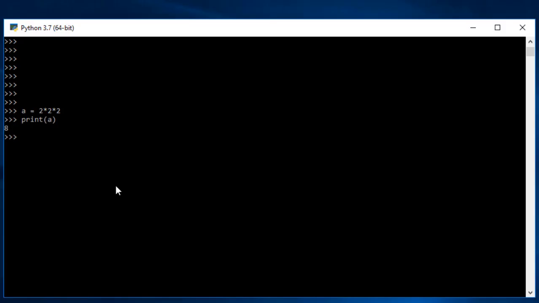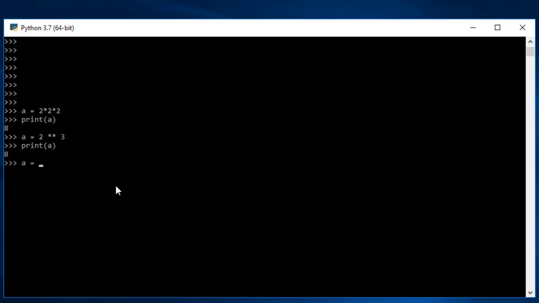And we got 8. But what if you need 2 to the power of 10 or some bigger number? You cannot write 2 multiply by 2 ten times. So instead, we can take 2 with a double asterisk sign and the power that we want to give. If I need to give the power of cube, I can do that. And then I can print A.